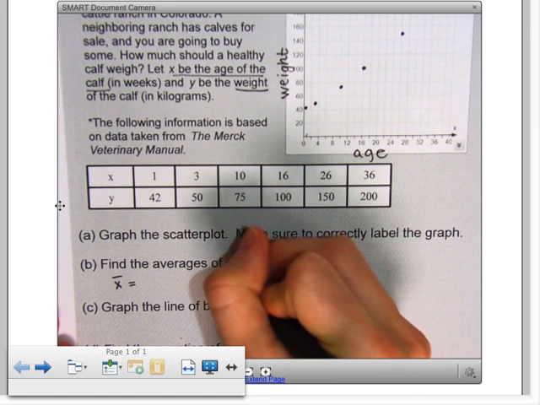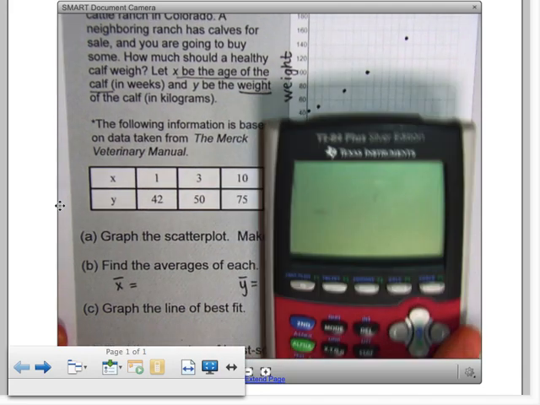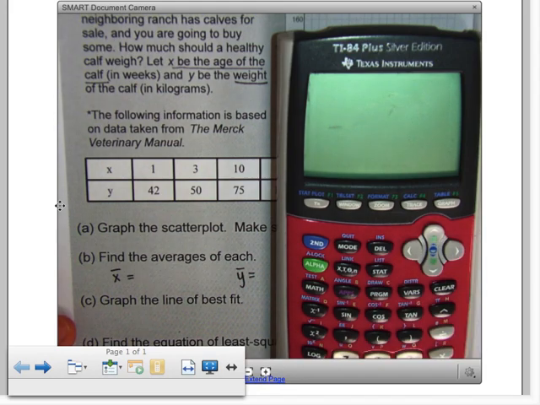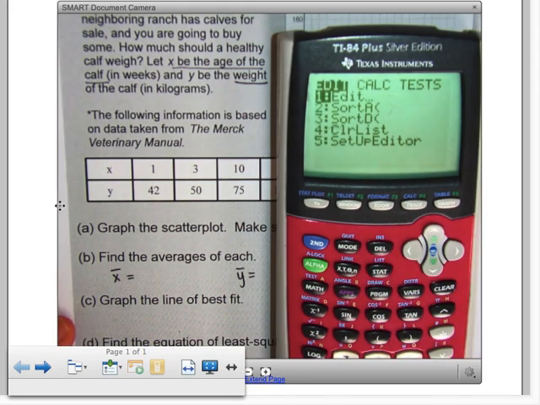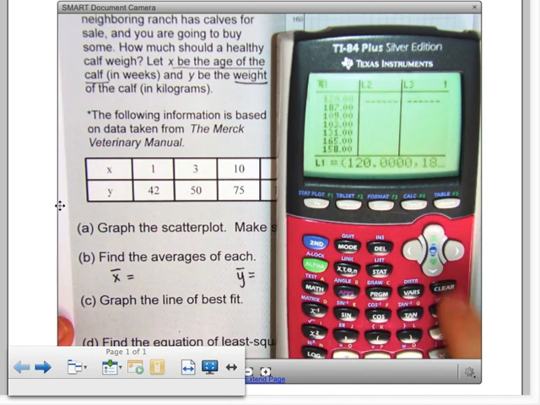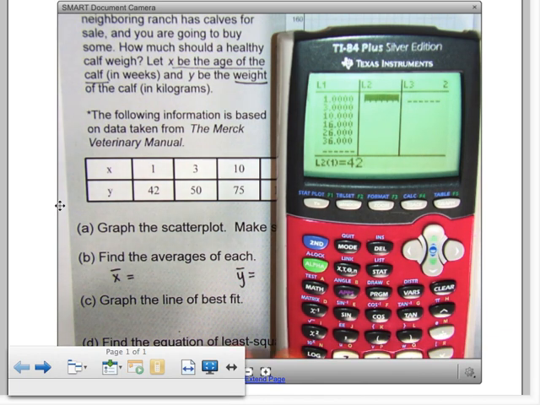So we need x bar and we need y bar. Okay, remember you can do it by hand, but I'm going to go ahead and do it on the calculator. So we're going to go to stat, and then we're going to hit enter for edit. Let's go ahead and clear list 1 and list 2, so arrow up and hit clear and enter. Okay, so under L1 I'm going to list all the x values. So I'm going to have 1, 3, 10, 16, 26, and 36. And then in L2 I'm going to enter all my y values.